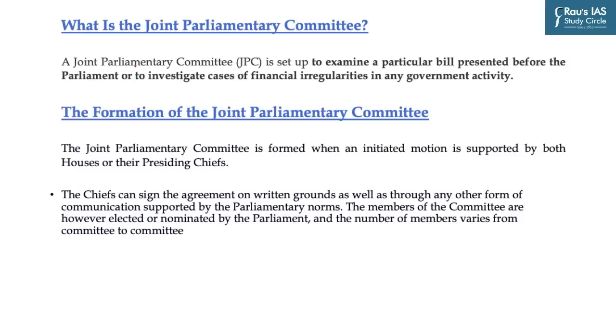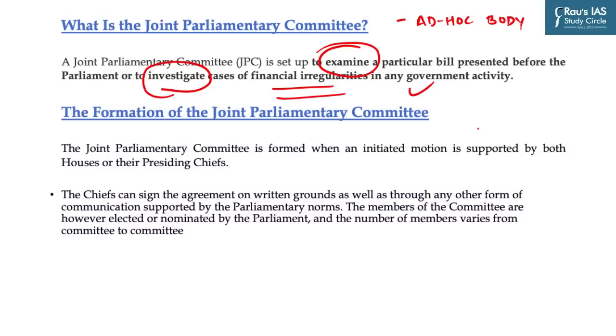This brings us to the first question: what is a Joint Parliamentary Committee? A Joint Parliamentary Committee is first of all set up to examine a particular bill that is presented before the Parliament, or even to investigate cases of financial irregularities in any governmental activity. It is to be noted here that the JPC is not a permanent body, rather it is an ad hoc body, meaning thereby that a Joint Parliamentary Committee is set up for a given period of time only and is aimed at addressing the specific issue for which it has been formed.